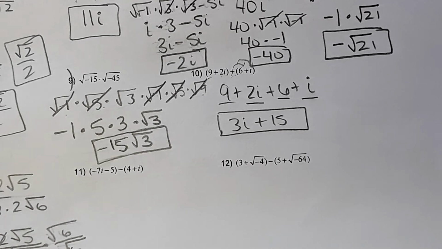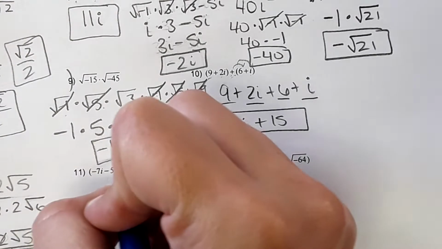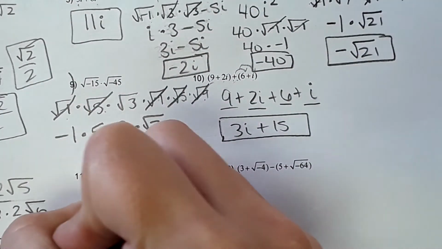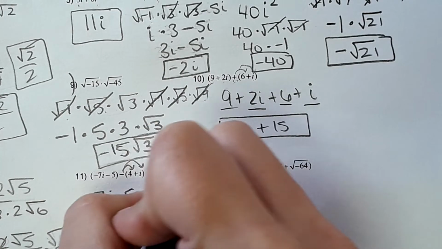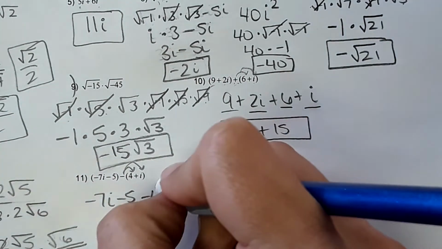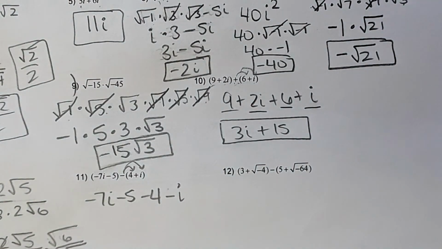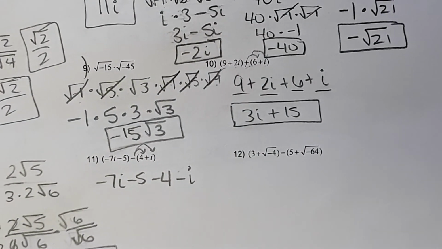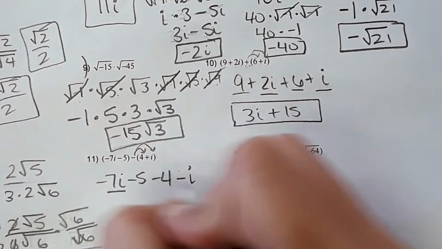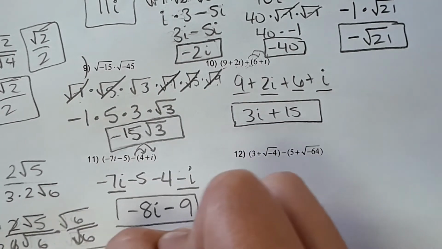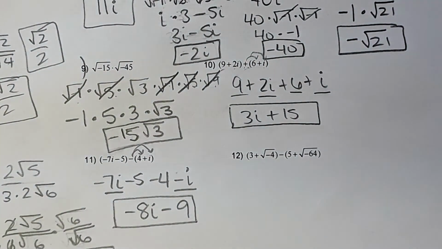Okay. 11. So for 11, I'm going to distribute this negative to both of these terms and just rewrite it all out. How come in the last one you didn't do that? Well, it's a plus, so it just stays the same sign. Okay. And then combine like terms, negative 8i minus 9.